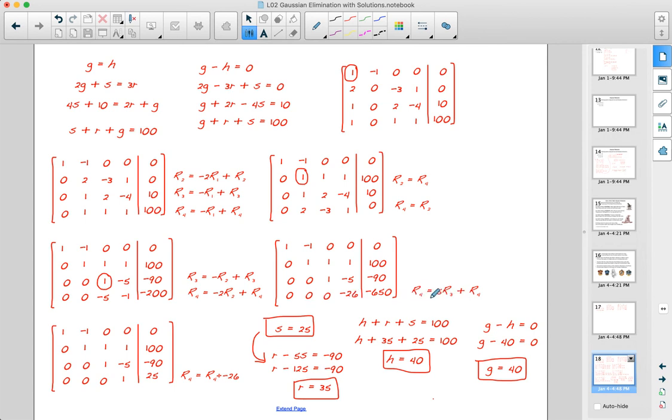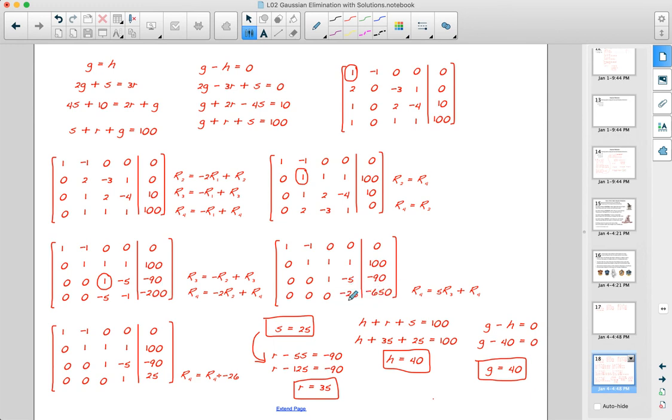And then working my way through this, I'm now going to do 5 times this plus this is 0. 5 times this plus this is 0. 5 times this plus this is 0. 5 times this plus that is negative 26. 5 times this plus this is negative 650.